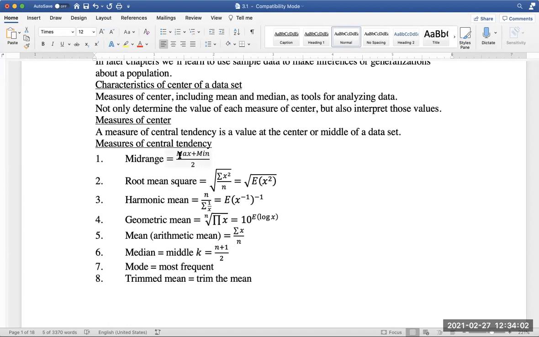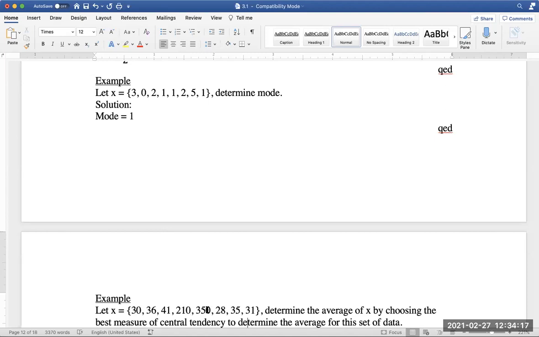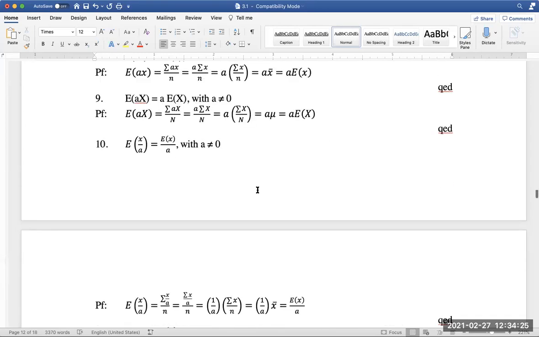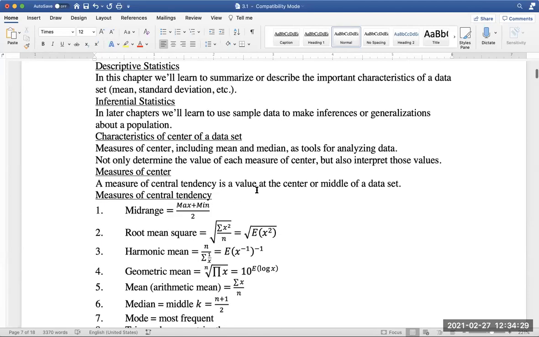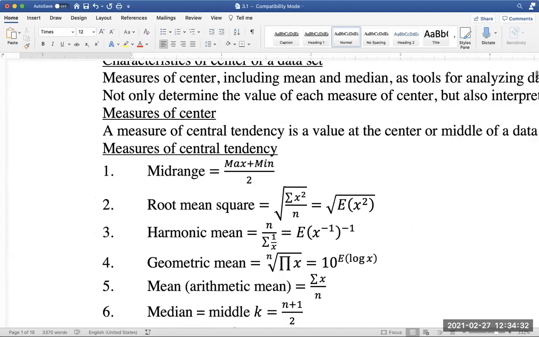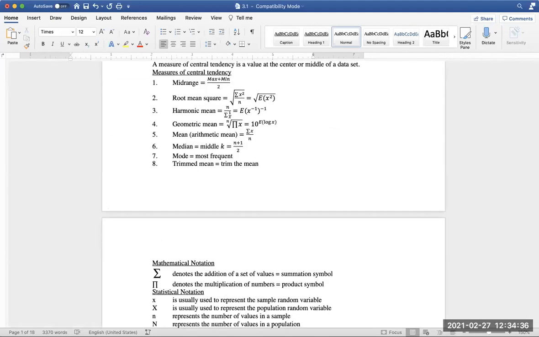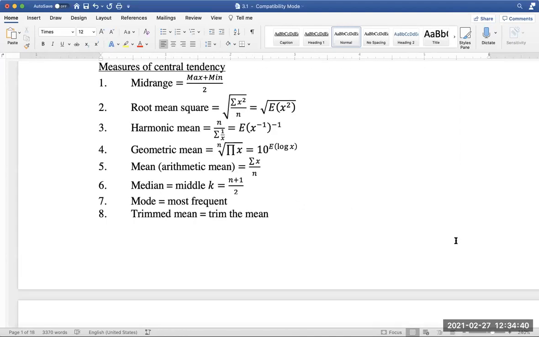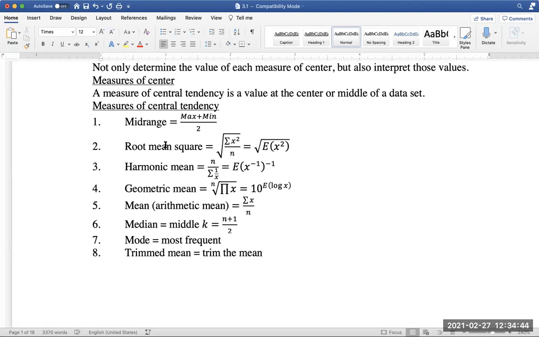Mid-range, no. We know all the data, so don't use mid-range. Root mean square? Well, if you notice, I have some big numbers here that are way bigger than everyone else. I don't want to weight the big numbers a lot. I don't want to give undue weight to the larger numbers. So no, not root mean square, nor geometric mean. Those are out.